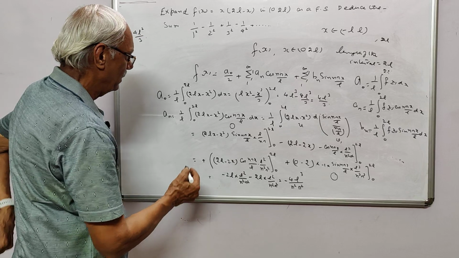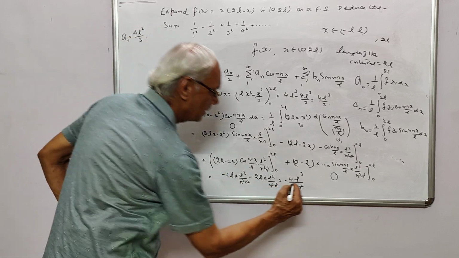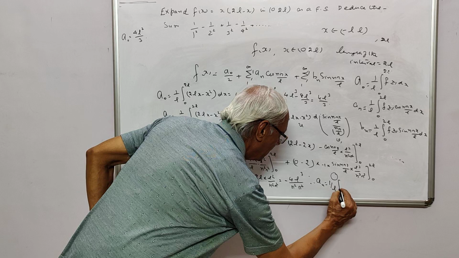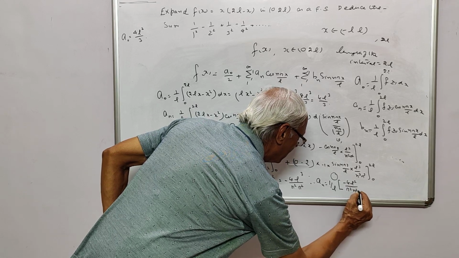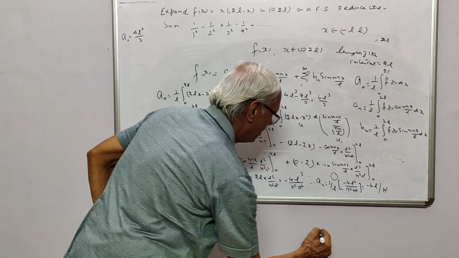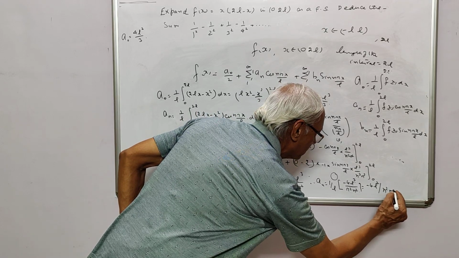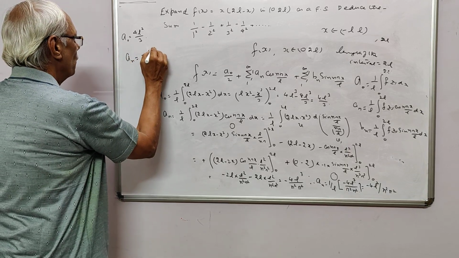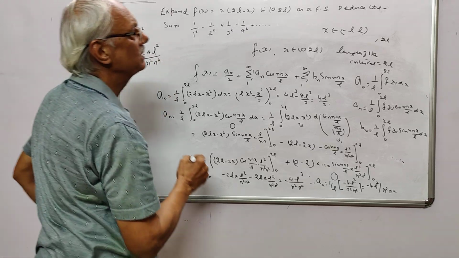And here you must know this 1/L is outside, therefore your a_n is equal to 1/L, within brackets minus 4L³/(π²n²), that is equal to minus 4L²/(n²π²). So your a_n will be equal to minus 4L²/n²π². So this is what you get.